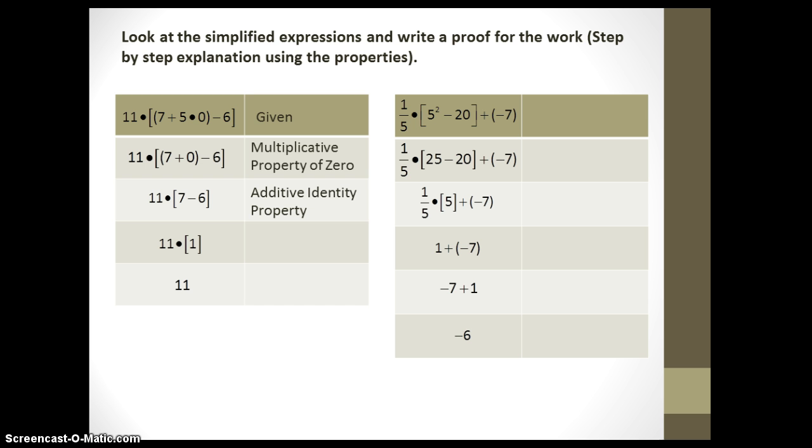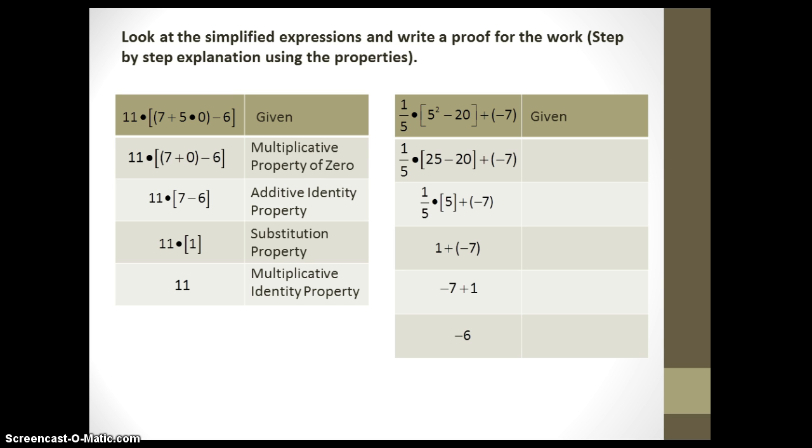Next, we do 7 minus 6, still working inside our parentheses, and get 1. We're replacing one value for an equal value, substitution property. And finally, 11 times 1, anything times 1 is itself, which is the multiplicative identity property. Let's go through this second one. We'll go a little quicker. Again, we start with the given.